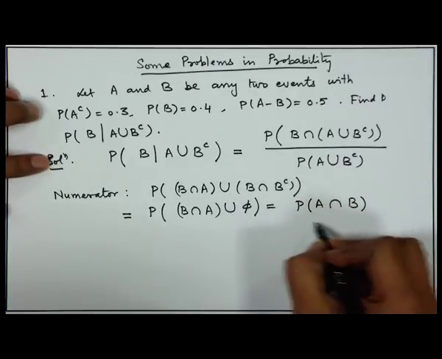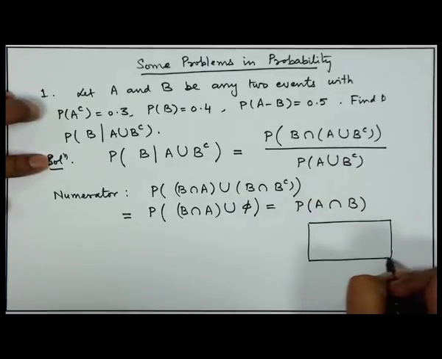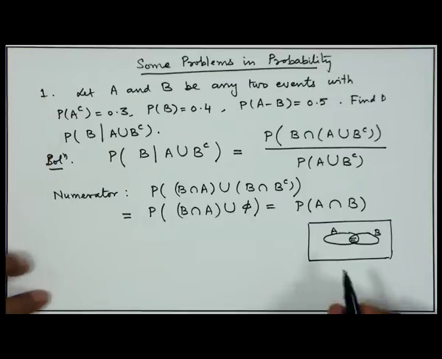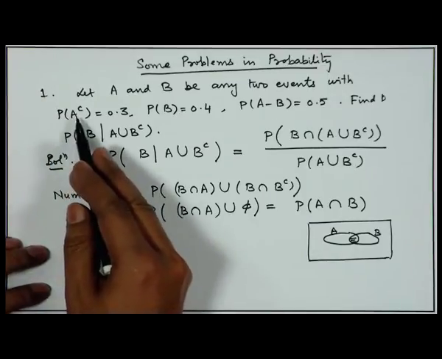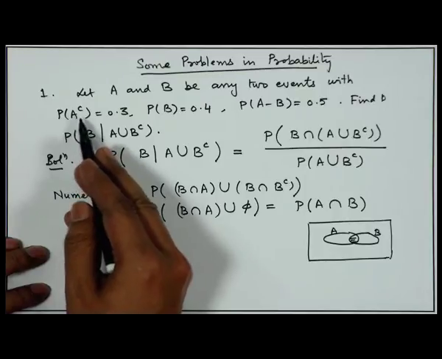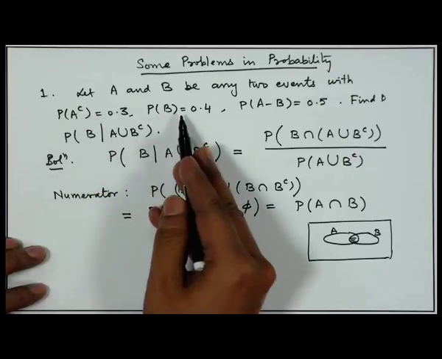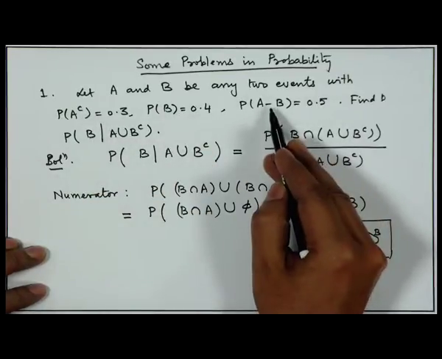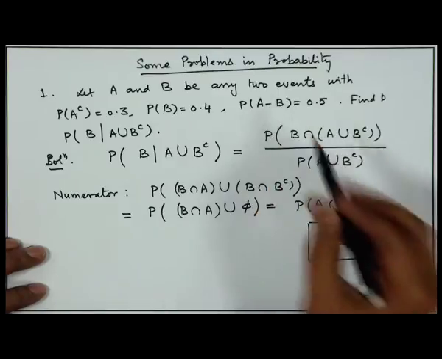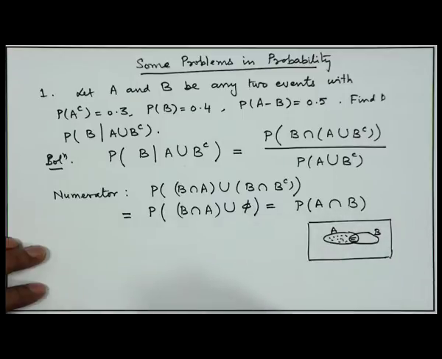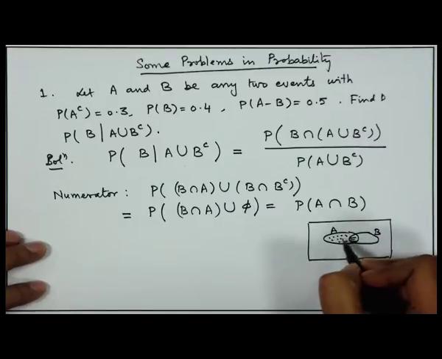Now, if we consider, say, a Venn diagram here with event A and event B, then this is A intersection B. What is given to us? We are given probability of A complement. Now, if probability of A complement is given, you can easily find out probability of A. Probability of B is given. What else is given? Probability of A minus B. What is A minus B? You can easily see that this part is A minus B, which you can also say is A intersection B complement.